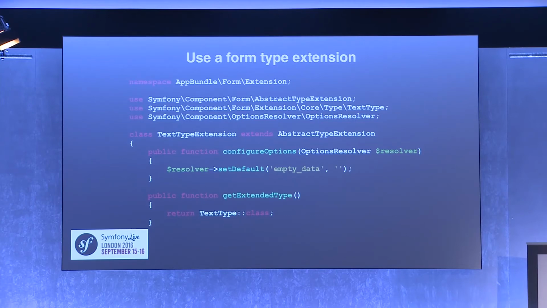It's kind of boring to set this option on every field that has a text type, or URL type, or mail type, which extends the text type. So if you want to do it globally for your forms, you should use a form type extension. It's really cool for this. You define a global configuration for specific types thanks to the get extended type method.